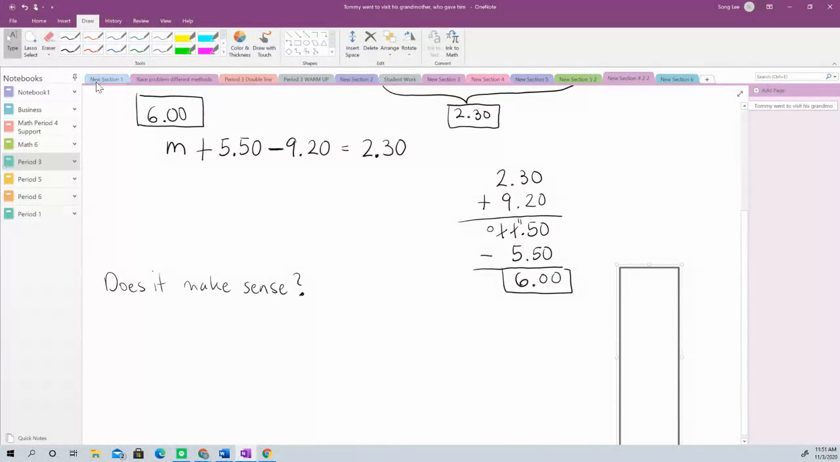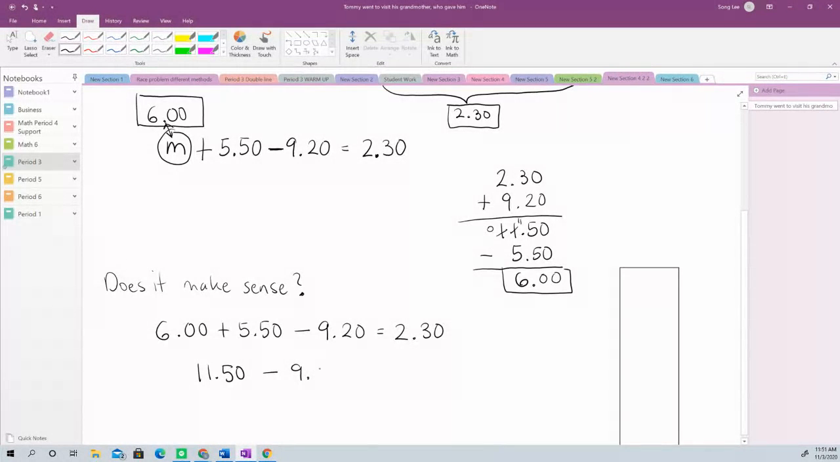Well, in order for me to make sense of this problem, let's put $6 in place for M. Let's substitute it back. So it's going to be $6 plus $5.50 minus $9.20 should give me $2.30. So if I do the math, $6 plus $5, that's $11, right? 6, 7, 8, 9, 10, 11. That's $11.50. And if I subtract $9.20 from that, I should get $2.30.